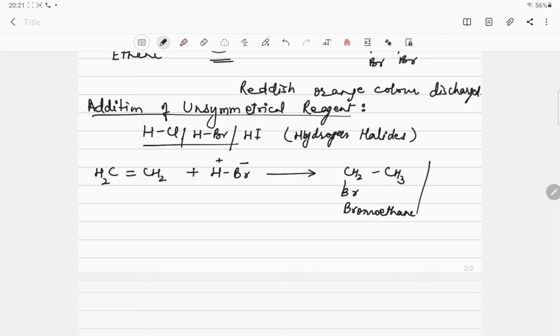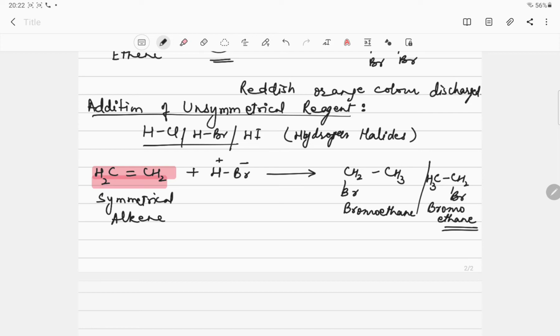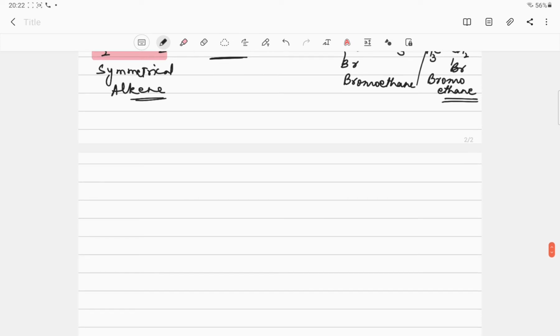Or the other possibility is that H will go on the left side. Then it will become CH3 CH2Br. This is again bromoethane. What I am trying to say is that if the alkene is symmetrical, meaning both groups on both sides of the double bond are the same, and we add some unsymmetrical reagent, it won't make any difference. We get the same kind of product. But what if the alkene is also unsymmetrical?